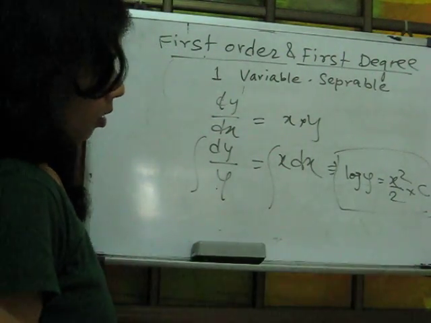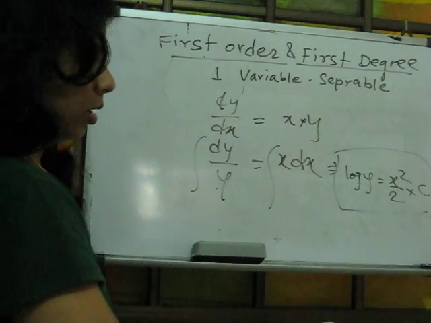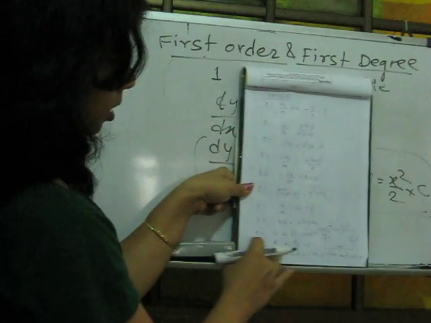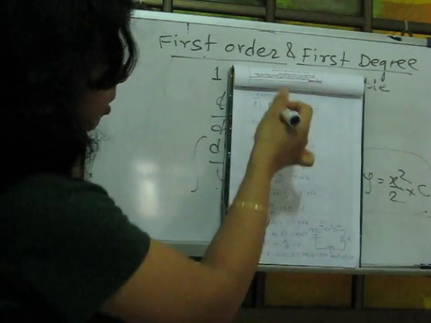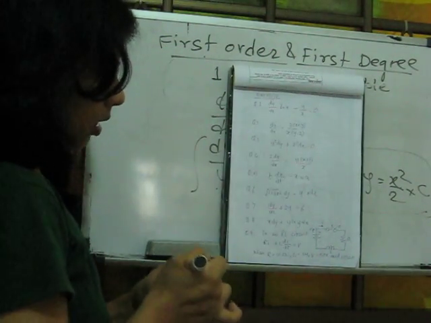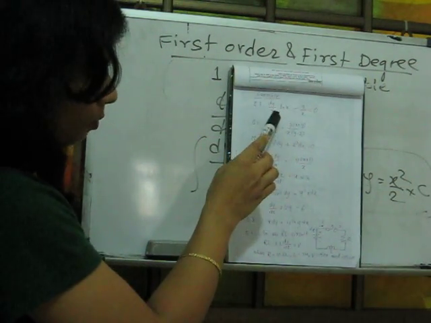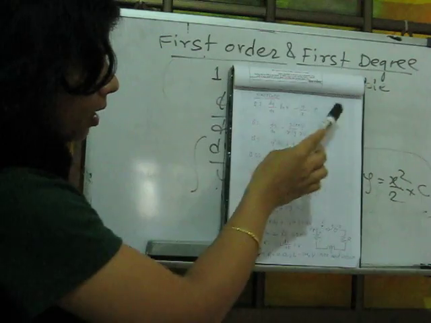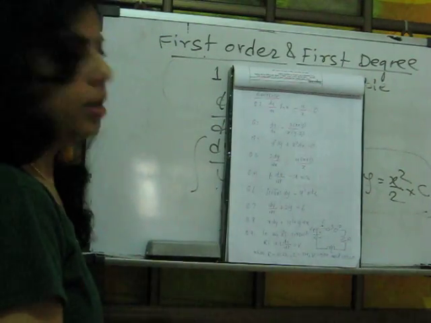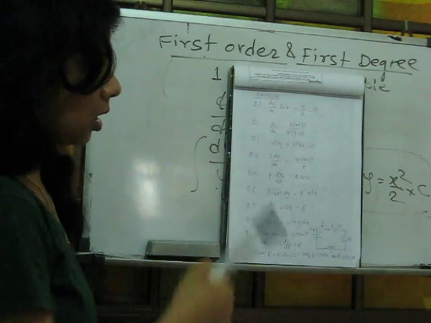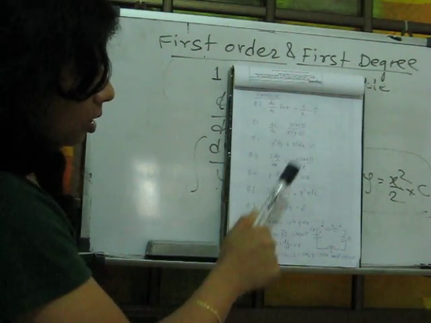So now you understand how we solve the variable separable differential equation. Now this is a list of problems. First one is dy by dx equal to log x minus y by x equal to 0. We can separate x with dx and y with dy, and solve it, integrate it.